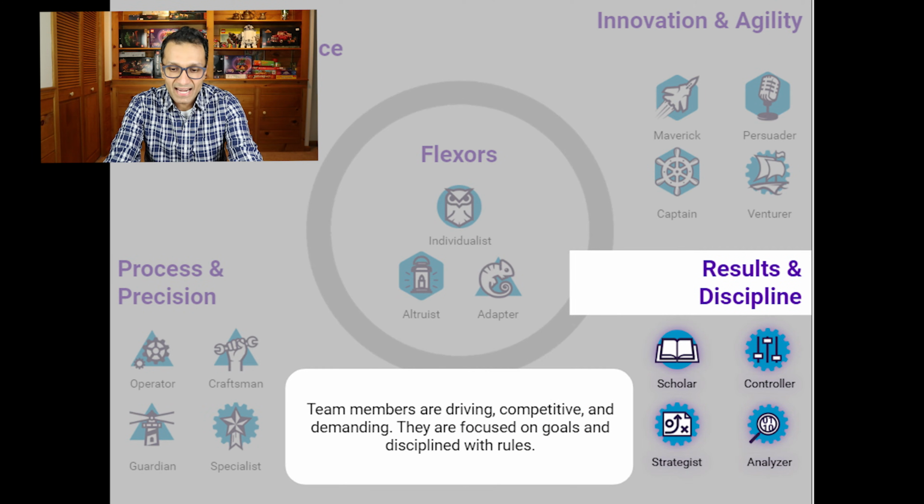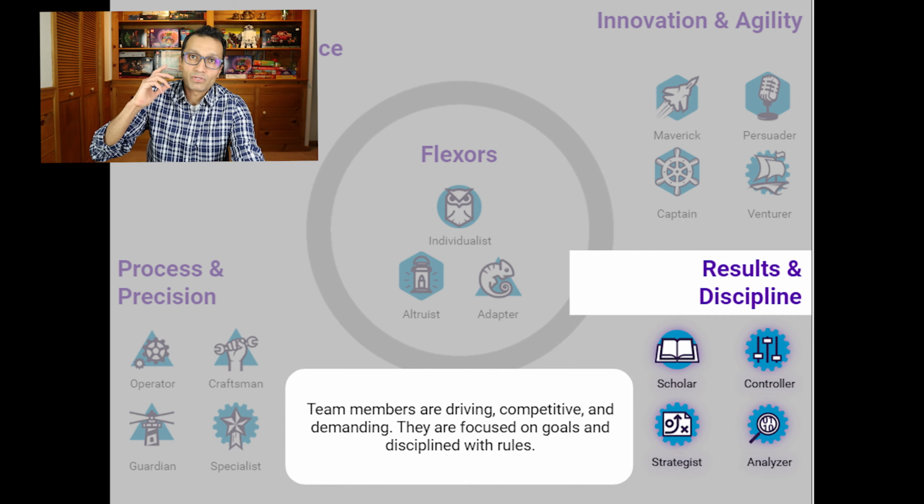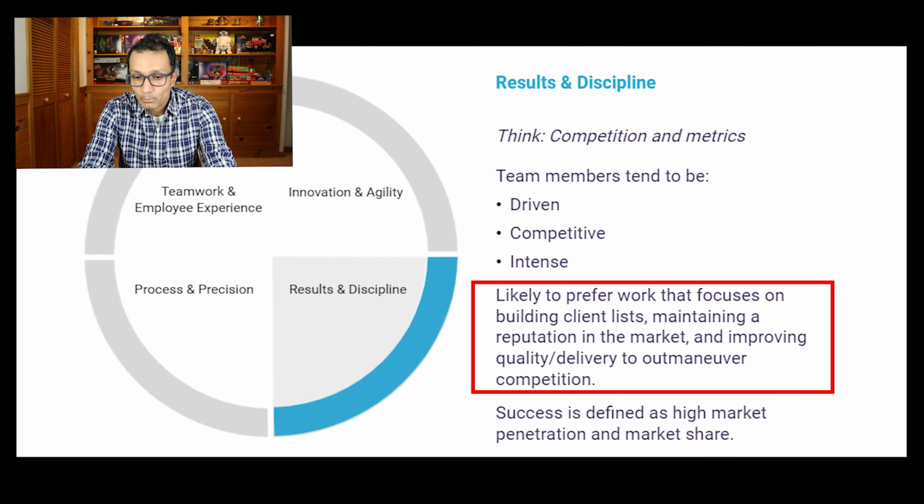The next bucket is results and discipline. These people are driving, competitive, and demanding. They are focused on goals and disciplined with rules. Remember, the previous one was more about being visionary, innovative, and risk takers. These people, who are scholars, controllers, strategists, and analyzers, are more result oriented. They are driving, competitive, and demanding, focused on goals and very disciplined. The innovation and agility group was less disciplined. These people are very disciplined, and they are likely to prefer work that focuses on building client lists, maintaining a reputation in the market, and improving quality and delivery to maneuver competition.